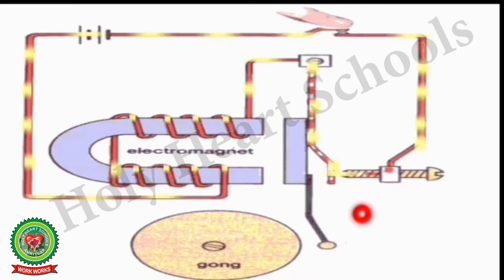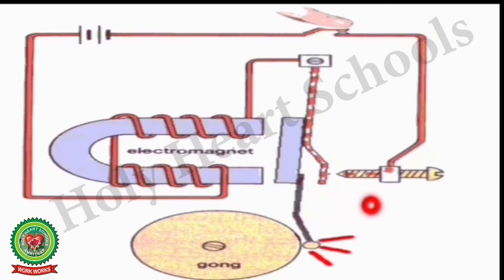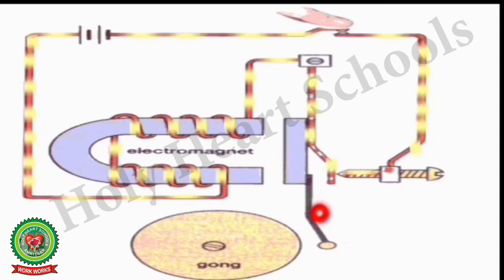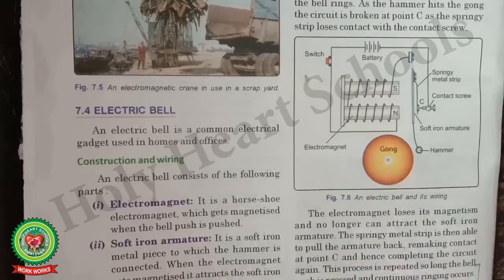When the circuit is completed, current flows through the coil again and the hammer strikes again, and you hear the ringing sound as long as the switch is pressed. In this way, we hear the sound. Students, let us read from the book for better understanding.